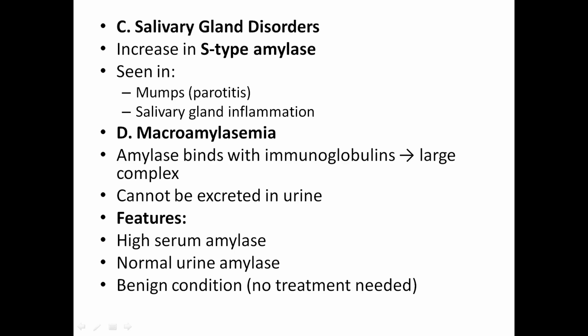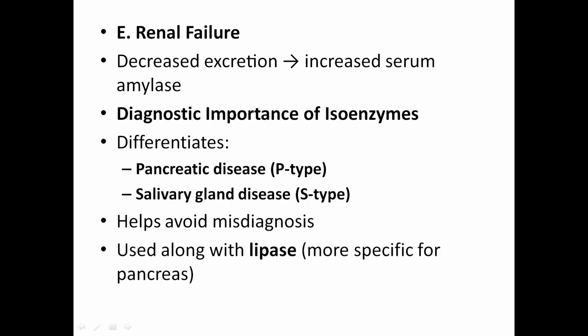Okay, renal failure, decreased excretion. Amylase also indicates renal failure conditions. When renal failure happens, excretion decreases and the serum amylase level increases. If the serum amylase level increases, the excretion rate decreases. Diagnosis: differentiate pancreatic type or salivary type of amylase, which helps avoid misdiagnosis, used along with lipase.